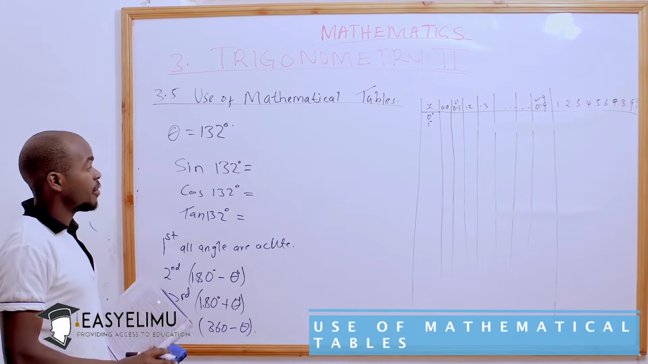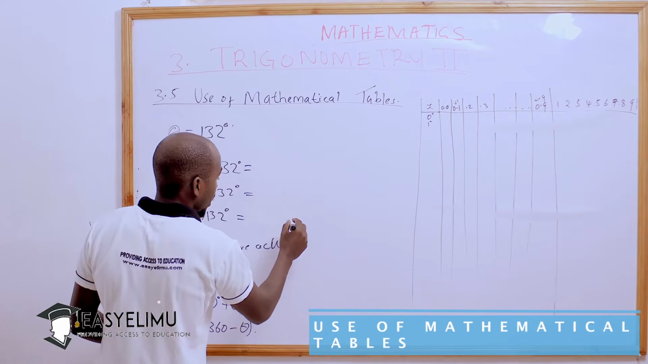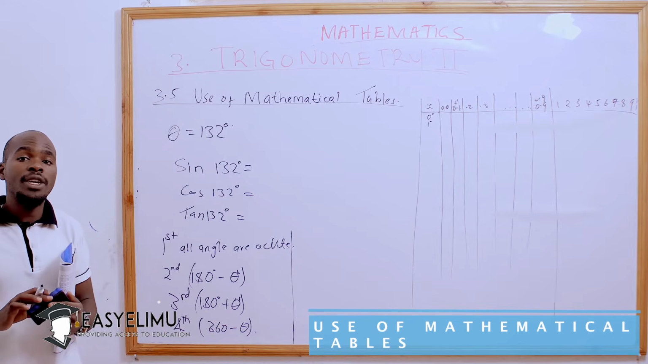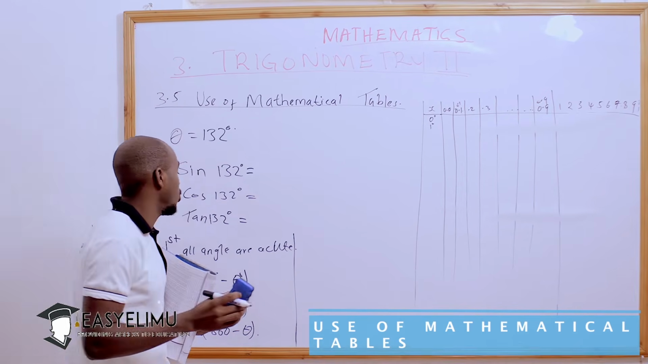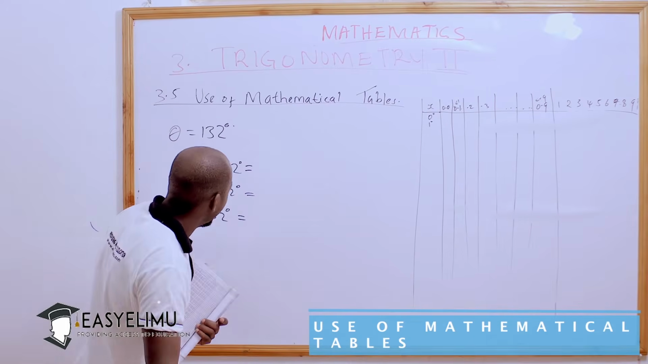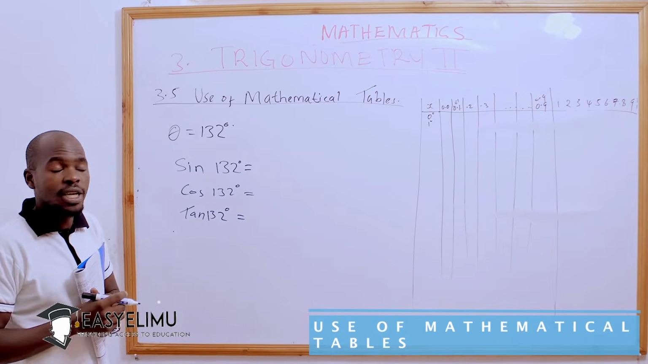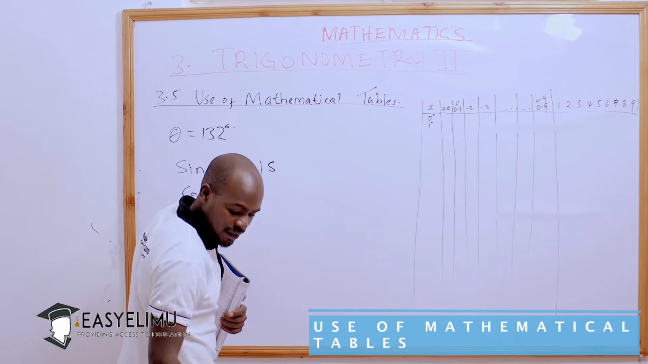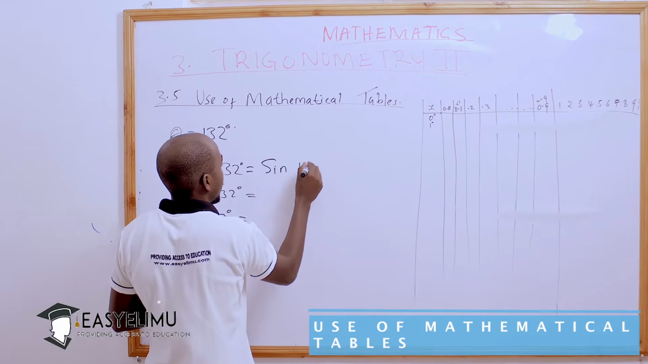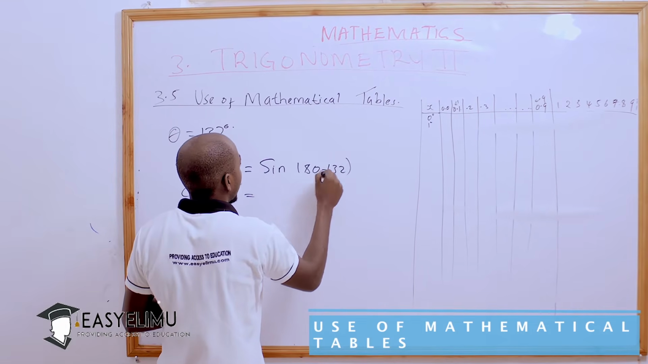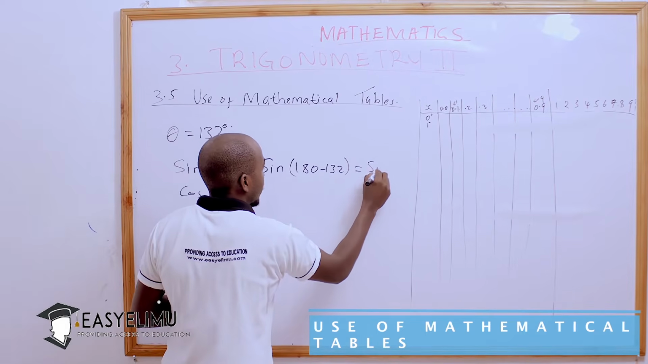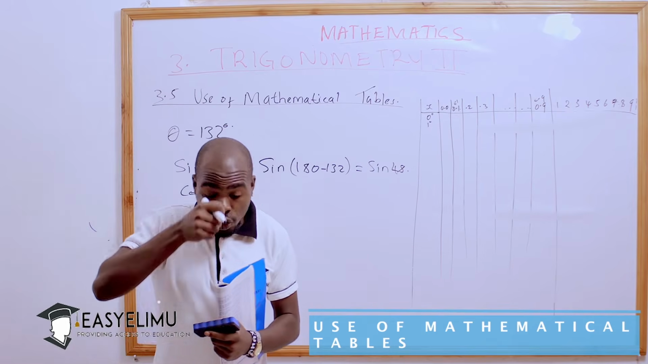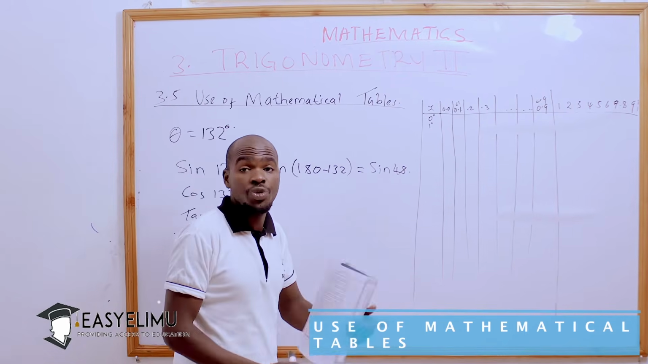But for this case, we need to find the sine of 132, and we have said we need to make 132 in such a way that it becomes an acute angle. So we are going to make this one an acute angle, and to make it an acute angle, we take sine of 180 subtract 132, and this is going to give us sine 48. So if it is sine 48, this is the acute angle which we need to find.